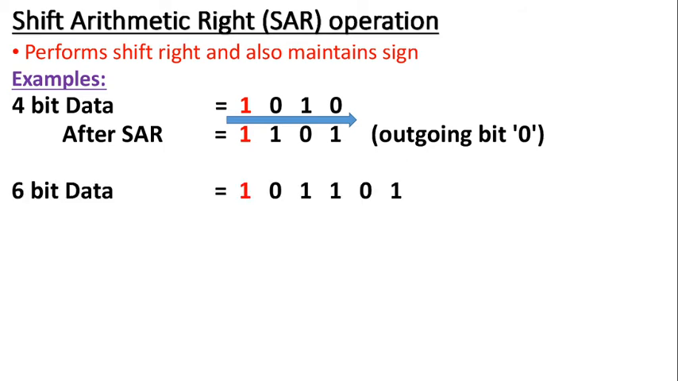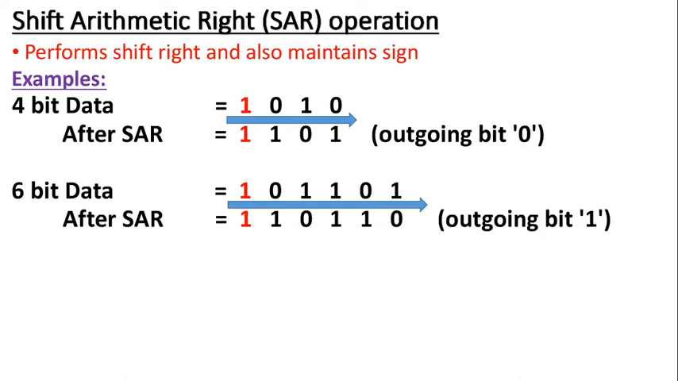My next example is for 6 bits of data. 101101. Again that sign bit is equal to 1. Again the direction of data transfer is shown here. Again after SAR, what is the result? Sign is copied, red color. Then that given data will be simply written on the right side and strike off that LSB bit. So outgoing bit is equal to 1.